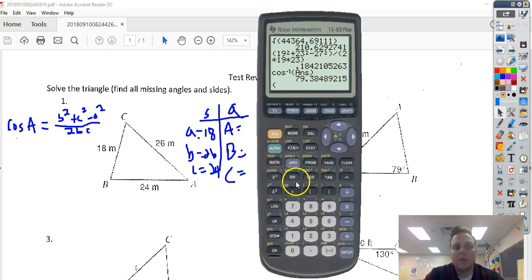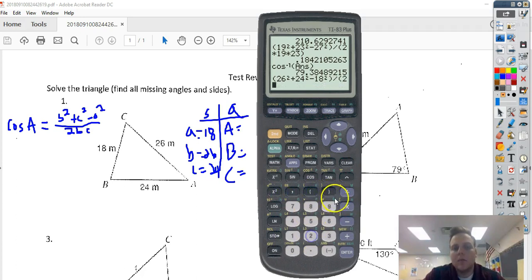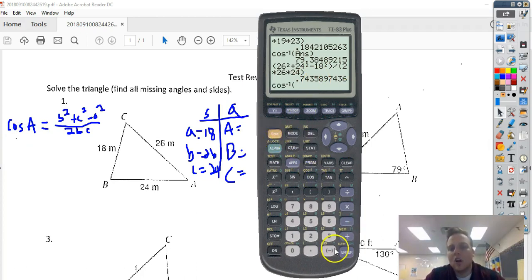So I open my parentheses to represent my numerator. b is 26, so 26 squared plus 24 squared minus 18 squared, all divided by 2 times b, which is 26, times c, which is 24. And this is cosine of angle A. So cosine of angle A is equal to this number right here. I want to inverse that, so I hit second cosine, and then I just recall my answer. Press enter, bam, and I get 41.96, which I'm just going to round up to 42. So my angle A is 42.